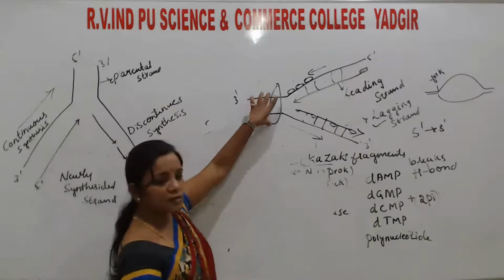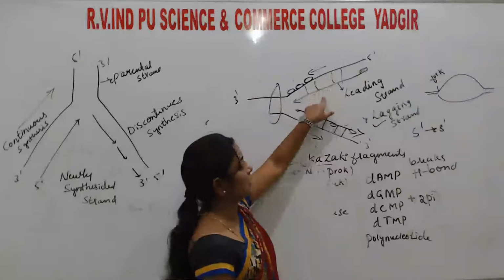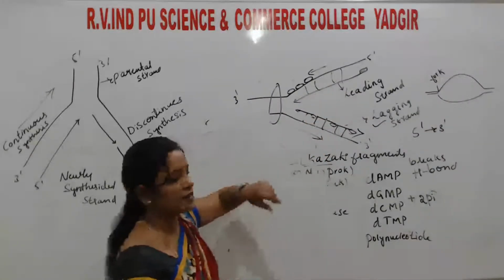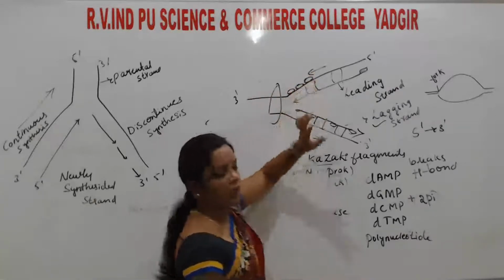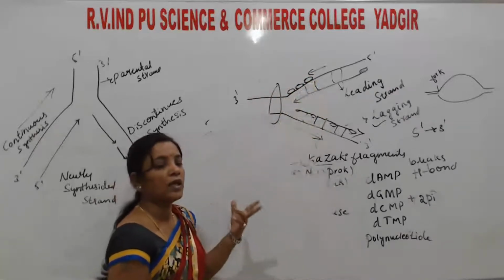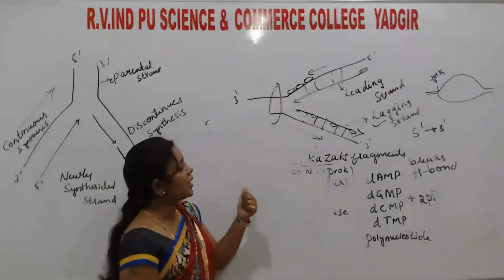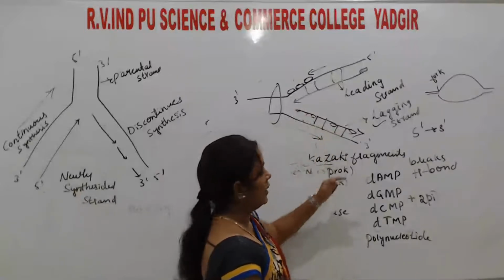The parental strand acts as a template. One parental strand is retained and another one is synthesized. So from one parental DNA, two DNA copies are formed, and these are formed complementary to the parental strand.